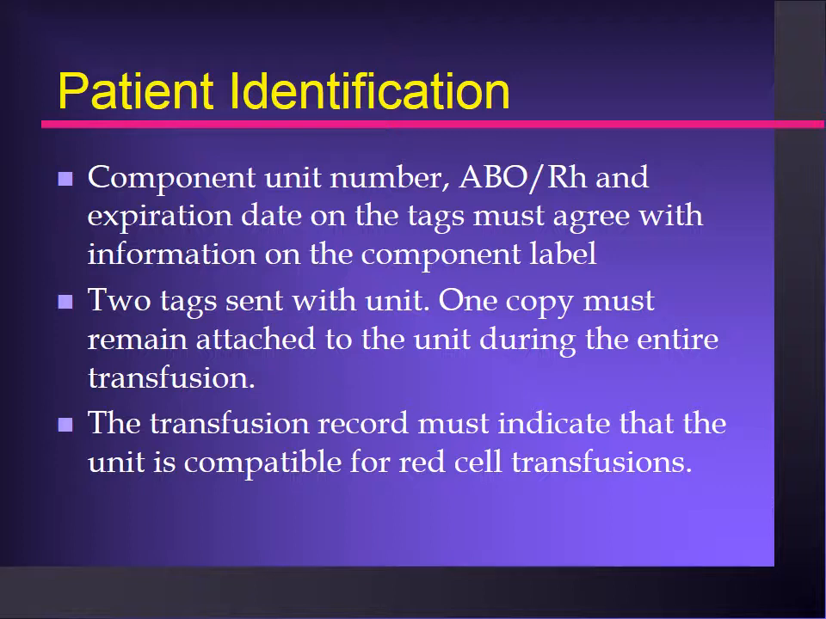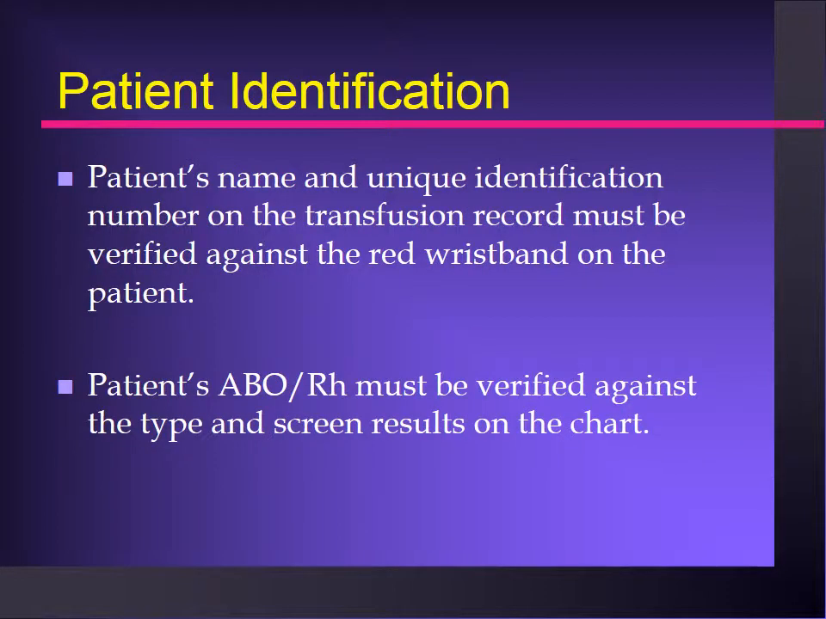There are 2 tags sent with every unit. 1 copy must remain attached to the unit during the entire transfusion. The transfusion record must indicate that the unit is compatible when you have red cells for transfusion. Please be sure to note the patient's name and unique identification number on the transfusion record must be verified against the patient's red wristband. The ABO and Rh must be verified against the type and screen results on the chart.